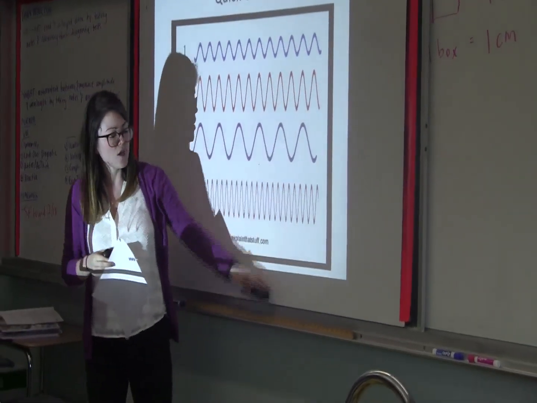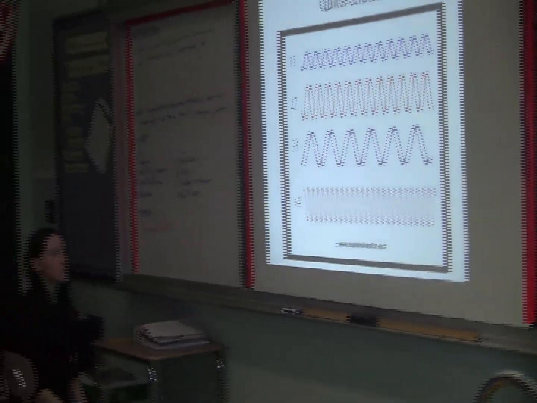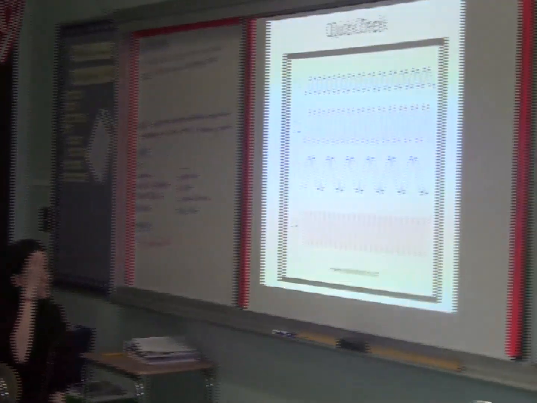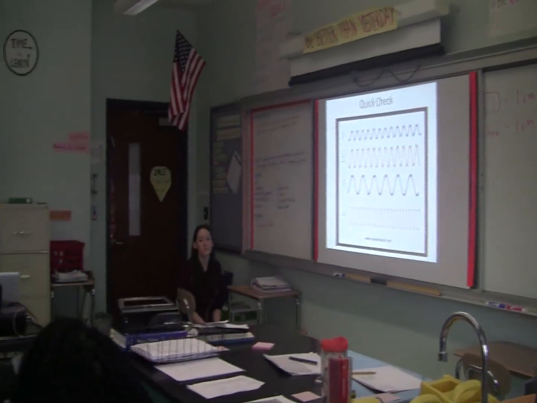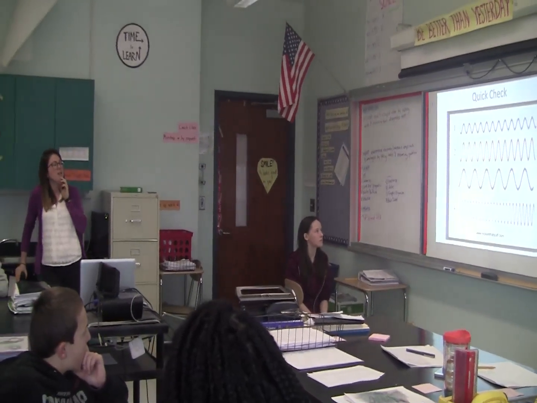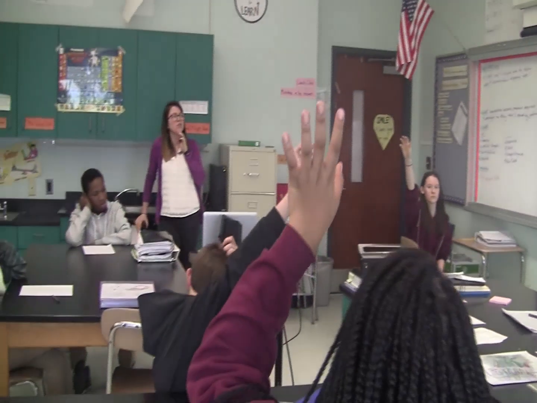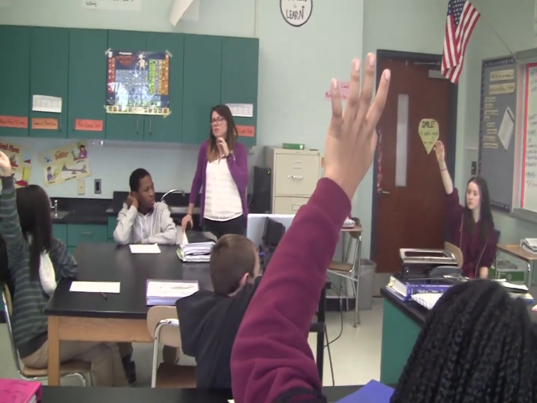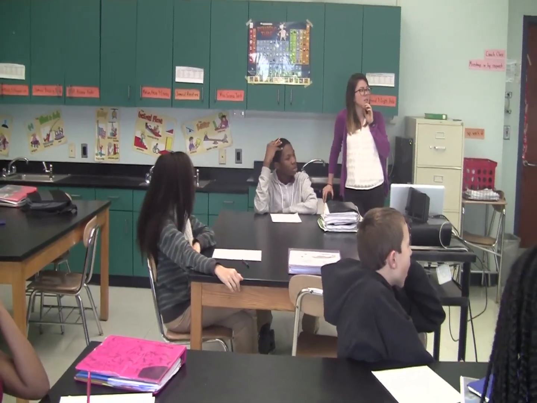So now we're just going to do an out loud check real quick. I'm going to ask a question and give you some time to think about it. When you think you know the answer, raise your hand. So looking at the waves on the board, between wave 1 and 2, which one has the highest amplitude, or the greatest amplitude? Between wave 1 and 2, which one has the biggest amplitude? Zion. Wave 2. Wave 2 is correct.